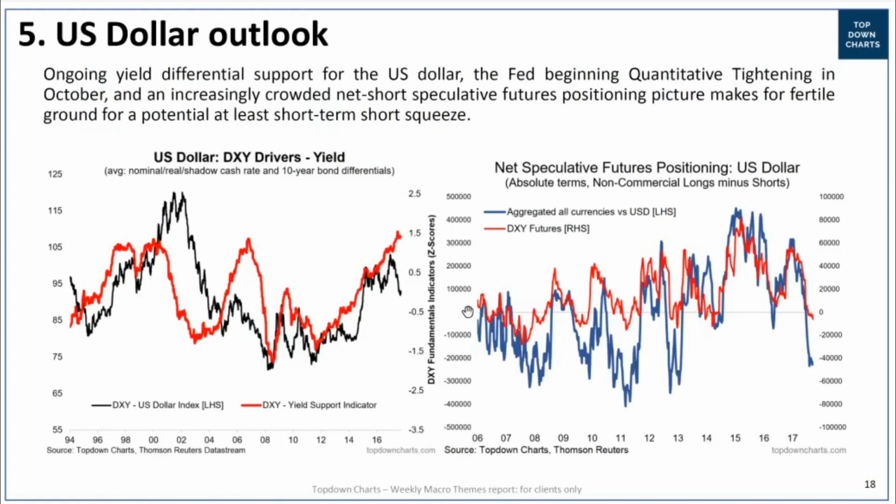So the first two here are pretty much your traditional bread and butter indicators for currencies. So we've got the yield support indicator here. On this one, I've actually made it as a composite, so we're looking at a Z-score, and that combines the nominal, real, and shadow cash rate differentials, as well as 10-year bond yield differentials. So really trying to capture all the sort of flora and fauna of yield support for the US dollar. And the bottom line is that it remains at very, very high levels.